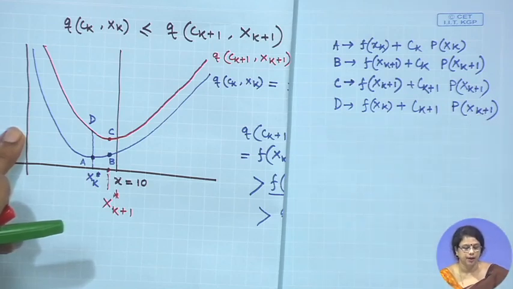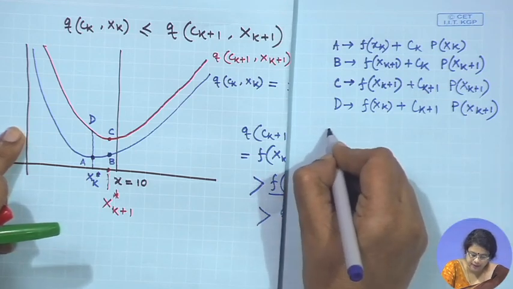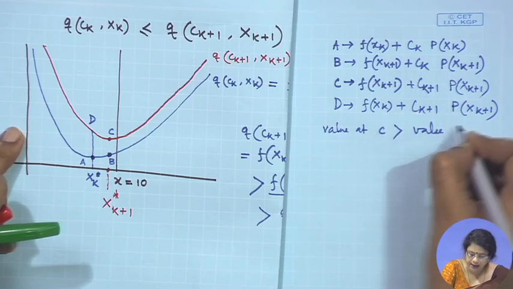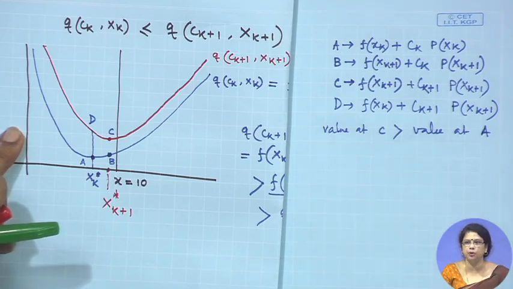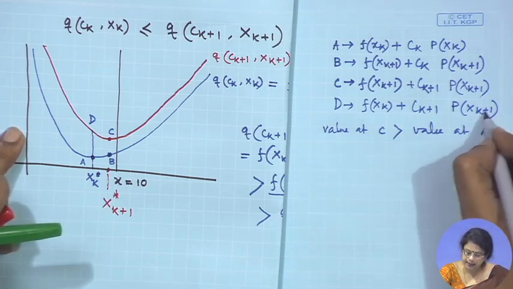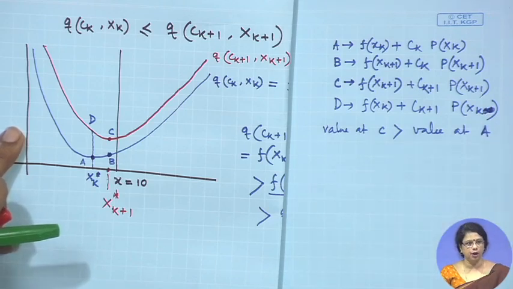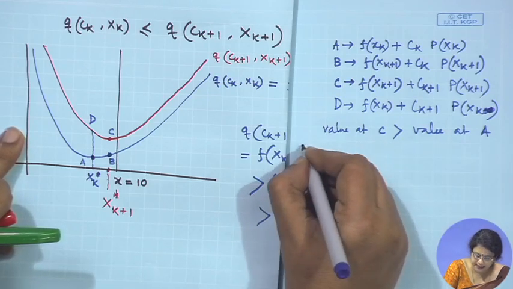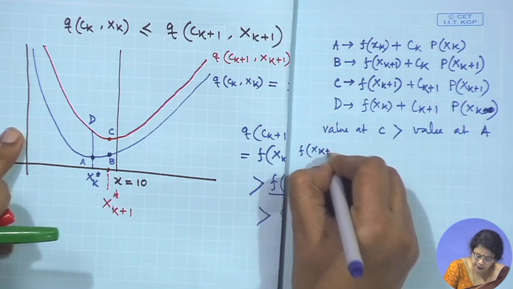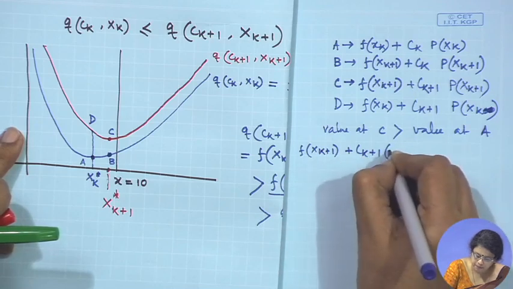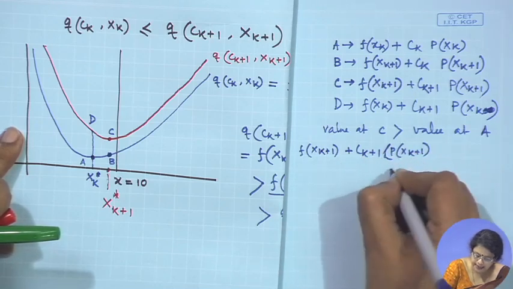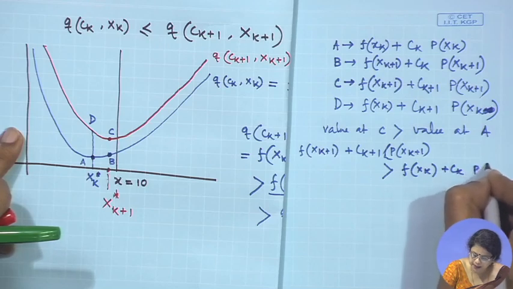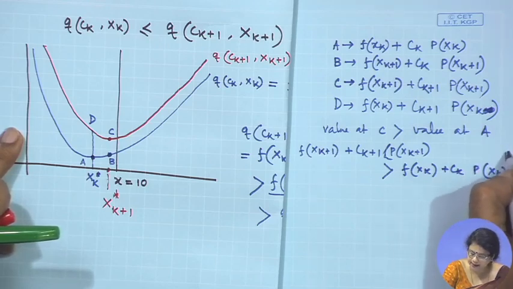All right. Now, one thing is that the value at C is higher than the value at A. There is no doubt about it. See, this is p(x_k) at point x_k. All right. Now, you see the value at C is higher than the value at A. That is why we can say that f(x_{k+1}) plus C_{k+1} p(x_{k+1}) is greater than the value at A, f(x_k) plus C_k p(x_k). Let me call it equation number 1.